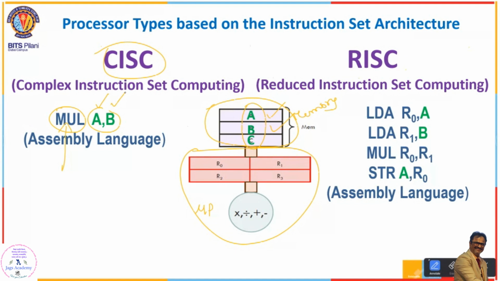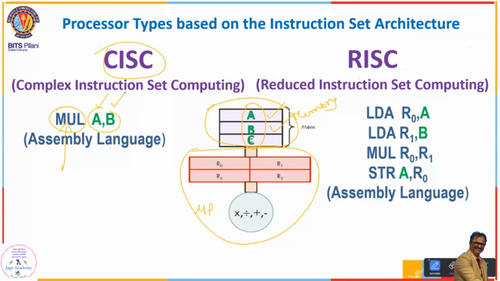But in CISC architecture, only one instruction you are writing: multiply A and B. A and B are memory locations. But this one instruction internally fetches A to one register, B to another register, multiplies those two registers, and stores the result back to the register A. But it is not shown here, right? It's not shown here. But this one instruction does all those operations. Have you understood what I am trying to tell you? That's why this is called complex instruction set. Instruction is only one, but the complexity is huge out of that.